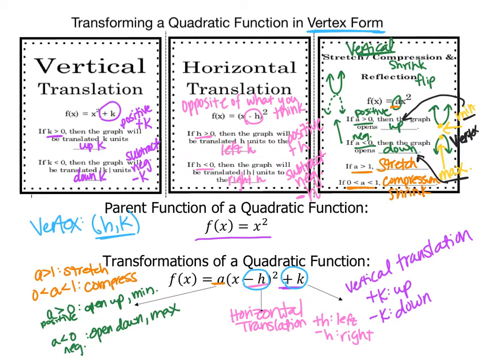Now I notice that my vertex is H comma K and my equation is negative H comma K, because remember, it's opposite of what you think for this H. It's opposite. Okay.